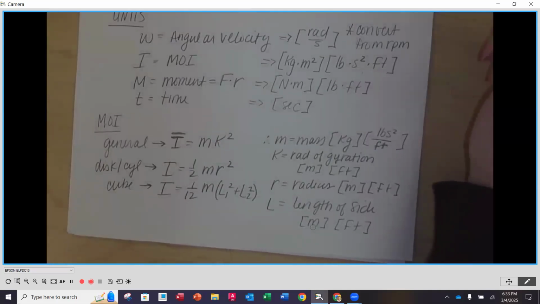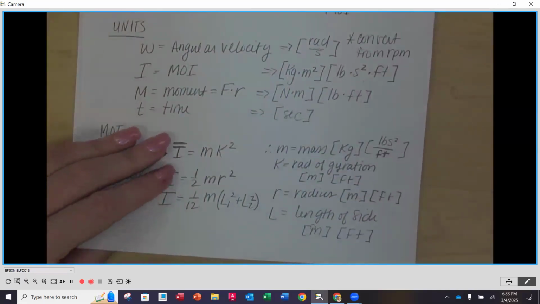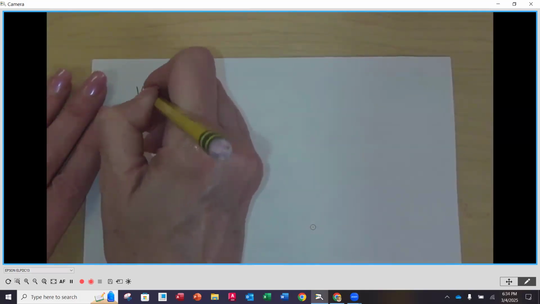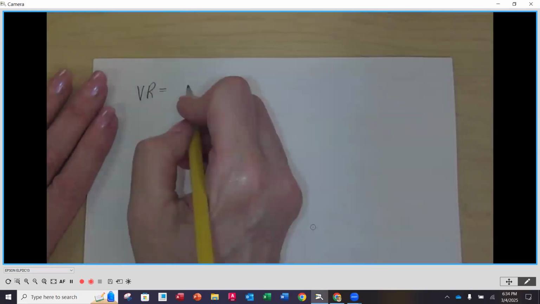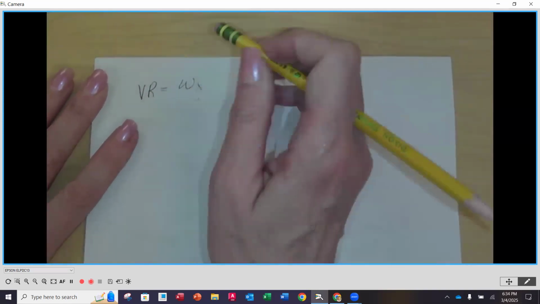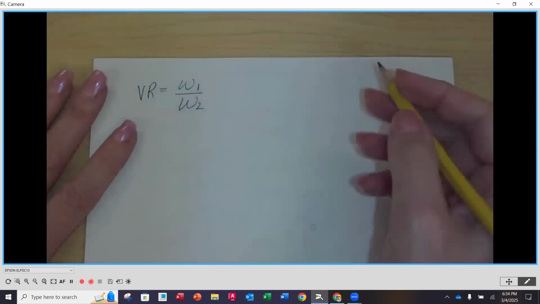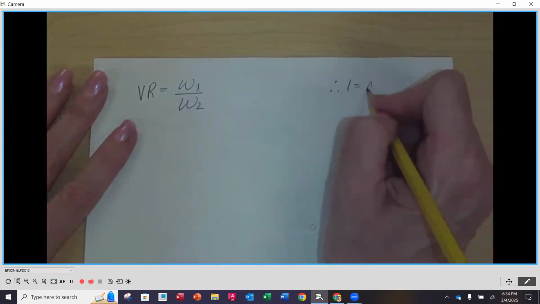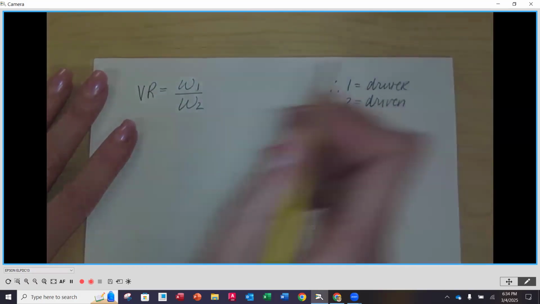And then there's one last thing that we need to remember, and I think it's for the sample problem. We are going to need to remember the velocity ratio of two gears. And we know that there's like 5 different things that we can use, but based on the information we're going to be using here, this is going to be W1 divided by W2. So remember that 1 is equal to the driver and 2 is equal to driven, okay?